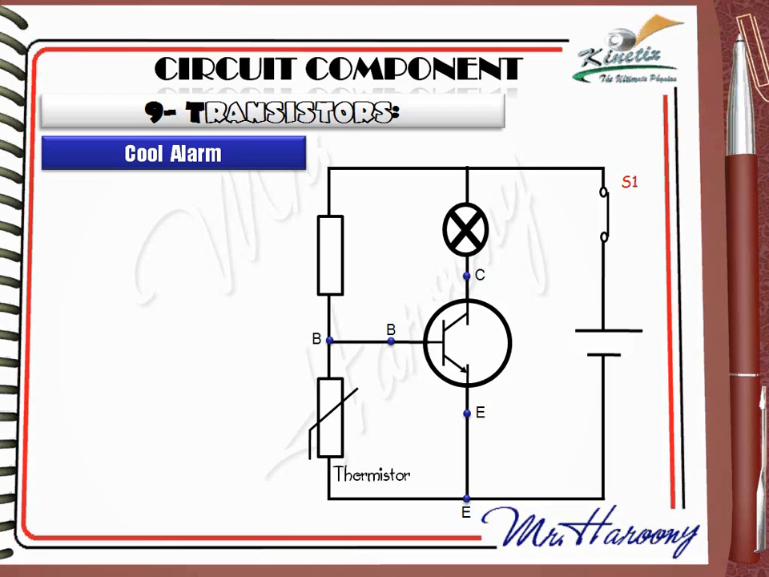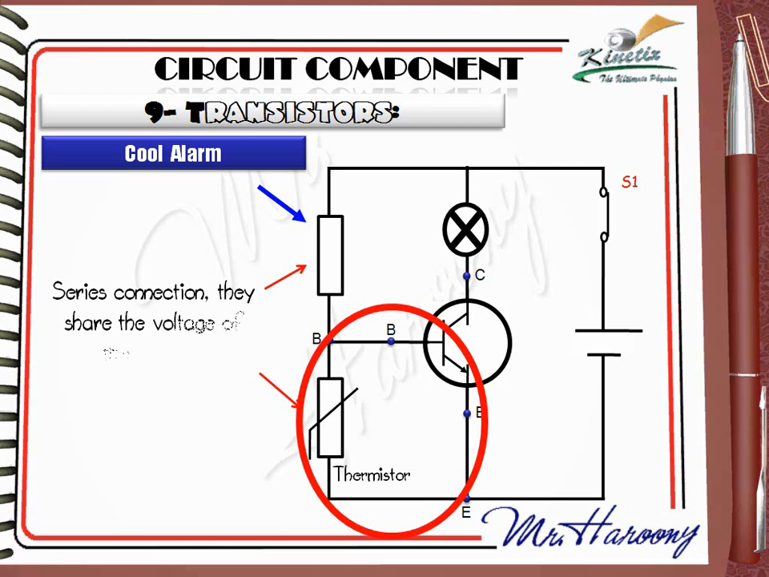This thermistor is in series with a fixed resistor. Let's see how it works. But remember that the condition still applies. There must be a potential difference greater than 0.6 volt between base and emitter. Another thing to remember is the thermistor and the resistor are in series with the main battery. This means that the voltage of the battery is shared between them. The one that has the bigger resistance will acquire a bigger voltage from the battery.